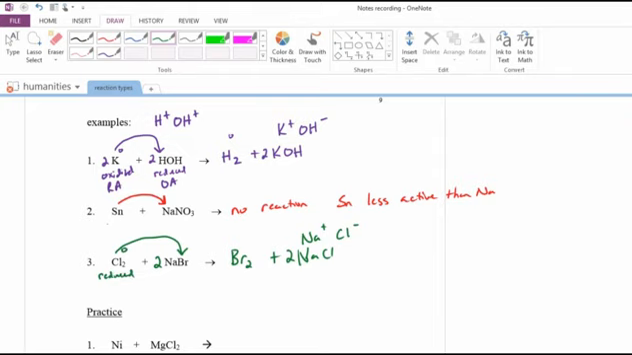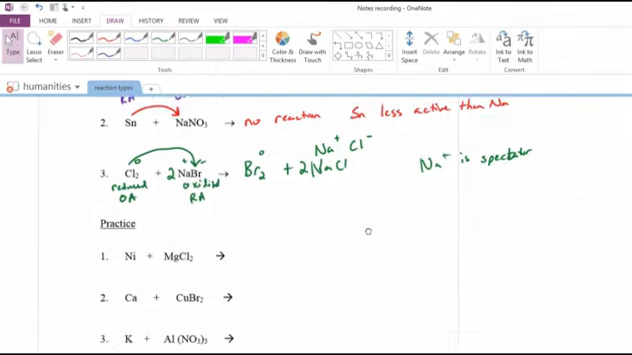So this was reduced. So it was the oxidizing agent. Na is a plus 1 on both sides. So Na is a spectator ion. Then Br goes from minus 1 to 0. So it is oxidized, making it the reducing agent.